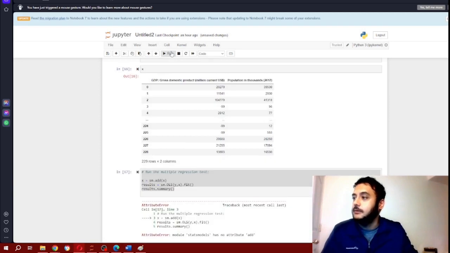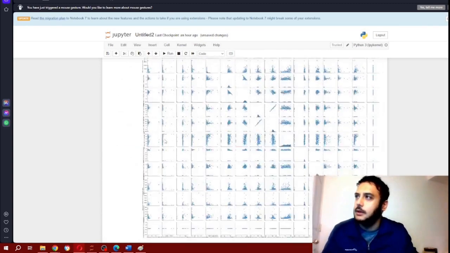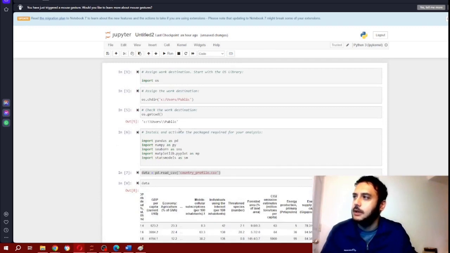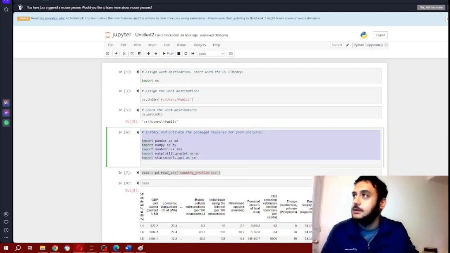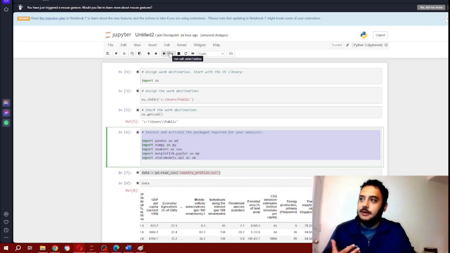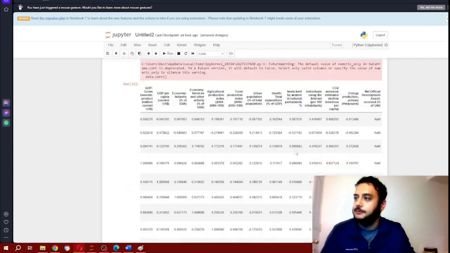So let's run this. All right, we have run into a problem. I think with the statsmodels, I missed the API. So it activated the module, but not the extensions that come with the module. So let's see if this can solve the problem.